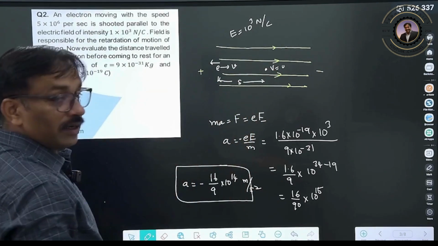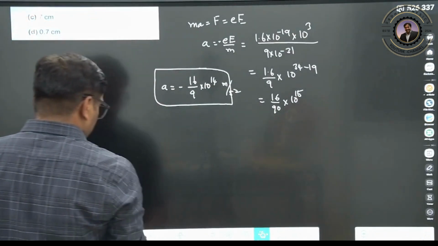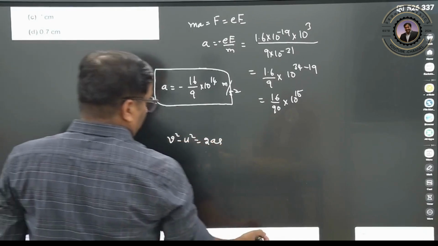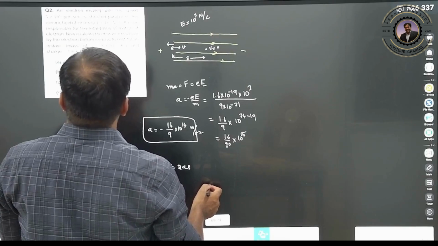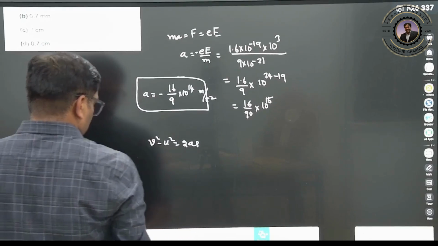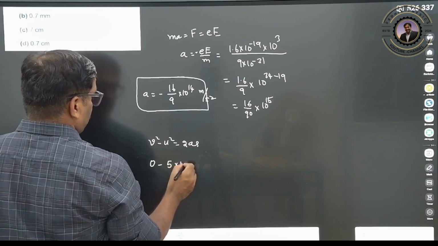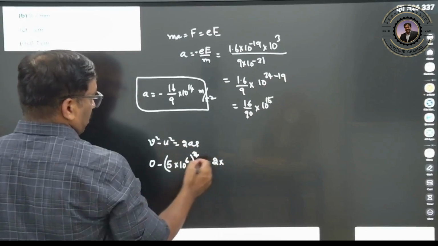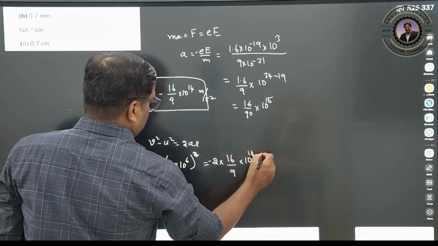Now we want to calculate the distance traveled. So for the distance traveled, we can write v square minus u square is equal to 2as. What will be the velocity which is projected here? 5 into 10 to the power of 6 meters per second. So the final velocity was 0, and the initial velocity is 5 into 10 to the power of 6, whole square, equal to 2 into the retardation, which is 16 by 9 into 10 to the power of 14, into s. Clear?